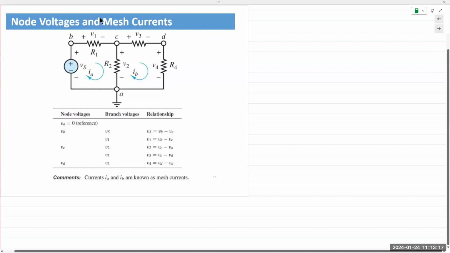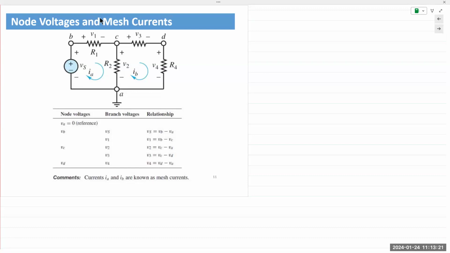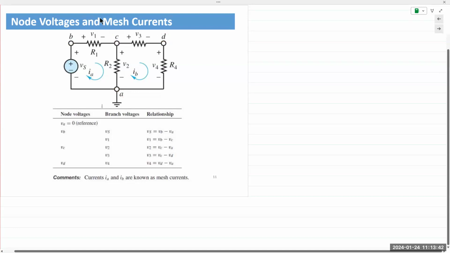So what do we know of nodes? A node in an electrical circuit is a junction of two or more components. The first thing we do is identify all the nodes in the circuit. In this case, it is already given to us: A, B, C, and D. The four nodes in the circuit, meaning the four junctions, are given to us.